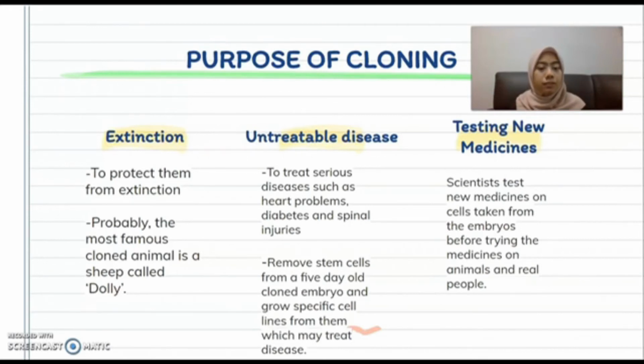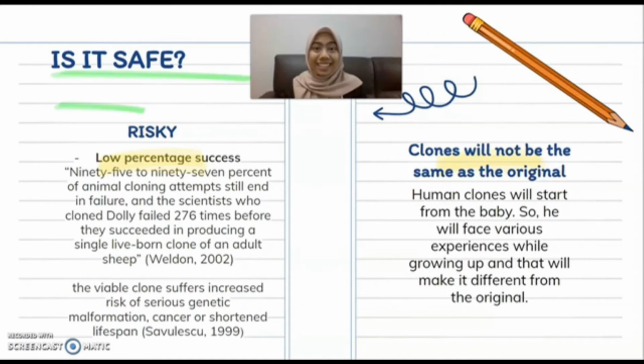Then remove stem cell from a 5-day-old clone embryo and grow specific cell line from them which may treat disease. Next, testing new medicines. Daripada kita membuat ubat-ubatan ataupun test ubat dekat someone ataupun haiwan, untuk mengelakkan benda macam tu, dia orang akan menggunakan clone sebelum mengaplikasikan ubat itu kepada manusia atau haiwan yang sebenar.